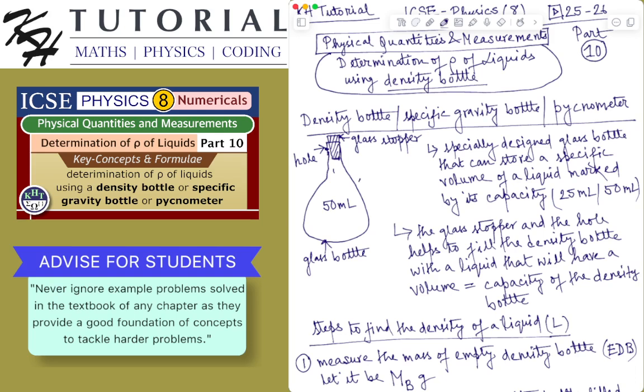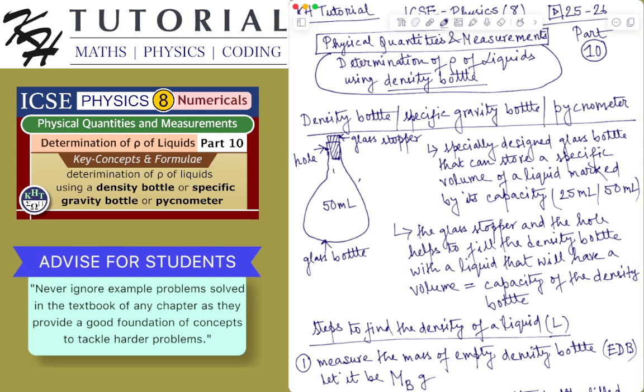So, in brief, the primary objective of a density bottle is to store a specific amount of any liquid. If you completely fill the density bottle with water, let's say it will have a volume V. Now, if you take out all the water, dry the density bottle, and then fill the density bottle again with another liquid L, then it will be ensured that the volume of the liquid L will also be V cubic centimeter or V meter cube, whatever.